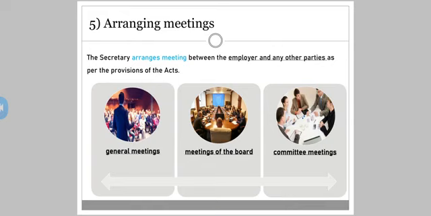And the third one is the committee meeting. A committee is nothing but members appointed or selected, or a group in an organization, in a company. There are different kinds of committees, there are different kinds of projects, there are different objectives to be achieved. For what are committees formed? So yes, there are different kinds of committee meetings in a company. Conducting or arranging all the necessities of the meeting is a function of a secretary. I repeat, the secretary arranges meetings between the employer and any other parties as per the provisions of the Act.